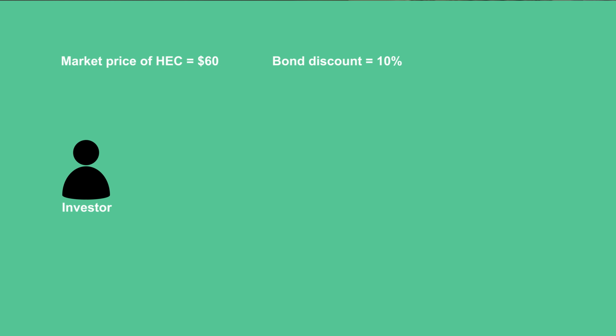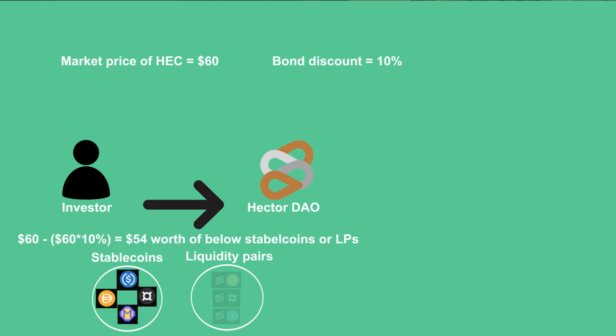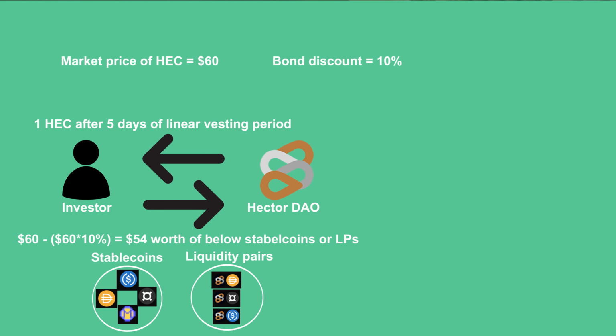So now at the end of the vesting period, we're gonna get 10% discount on our HEC. So it means that if the price is 60, we're gonna get a $6 discount, which means we're gonna only provide $54 worth of stable coins to the treasury, or $54 worth of the liquidity pairs to the treasury, and we're gonna get 1 HEC at the end of the vesting period. And assuming the price stays the same after the vesting period of 5 days, you can technically sell it and make $6 on your investment right away.